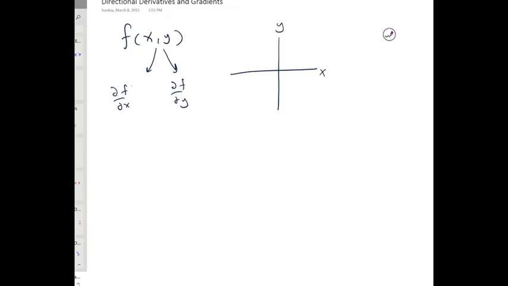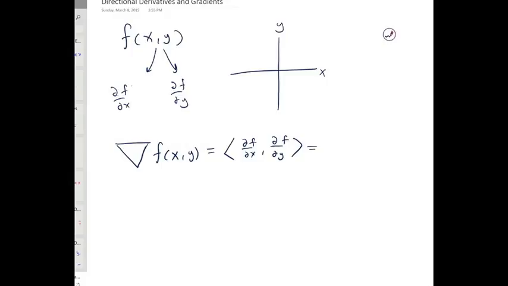But what if we want to go in some arbitrary direction? Like, let's say 45 degrees up above the x-axis, for example. Well, that's where directional derivatives come into play. So first we're going to define something called a gradient. So we use this upside down triangle, and that means the gradient. So the gradient of f of x, y is a vector df dx, df dy.